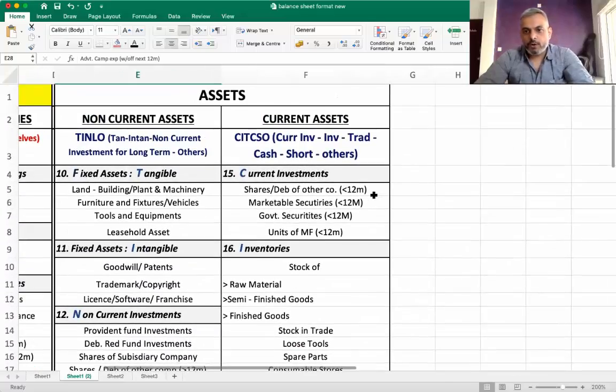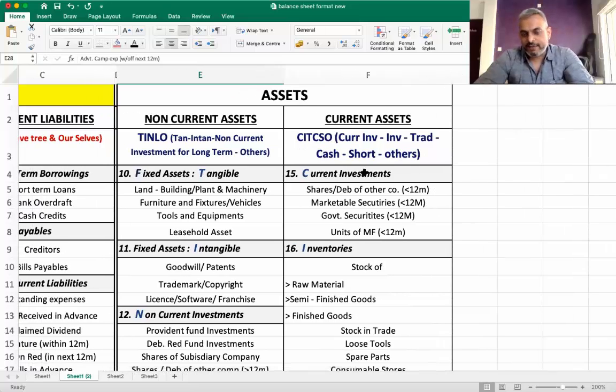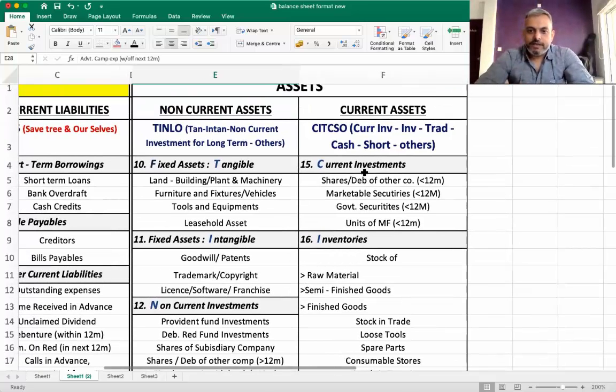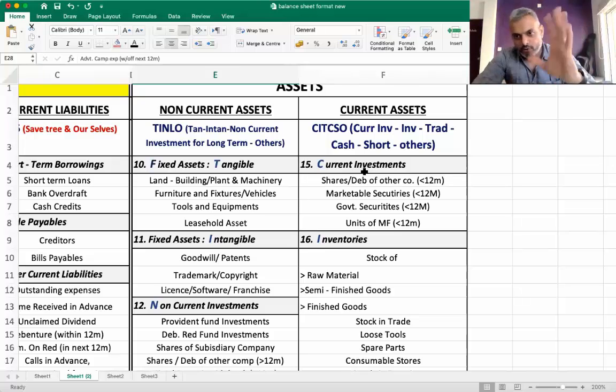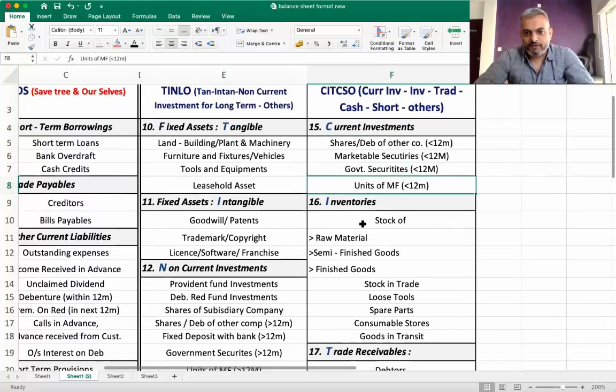Now come to current asset. In current asset, CIT, CSO. That is how I would like to remember it. Now CIT is Commissioner of Income Tax, also you can remember. Okay, that is also you can remember. You can make your own names. Now current investment, which is less than 12 months, so share, debenture, security, government security, units of mutual fund.